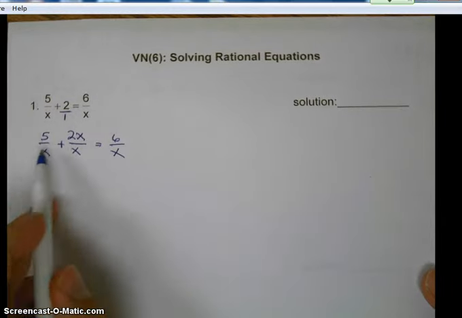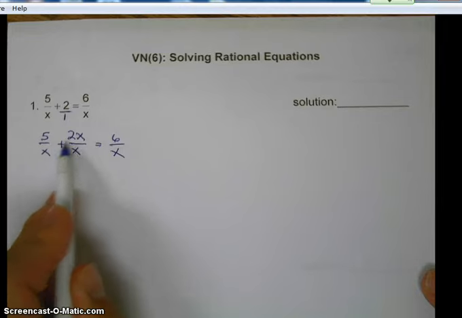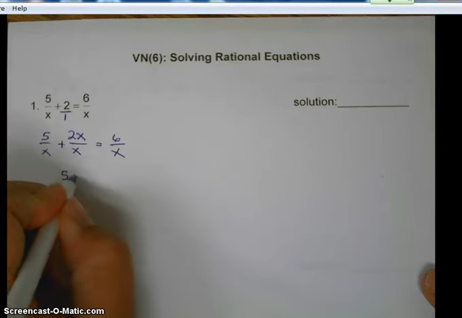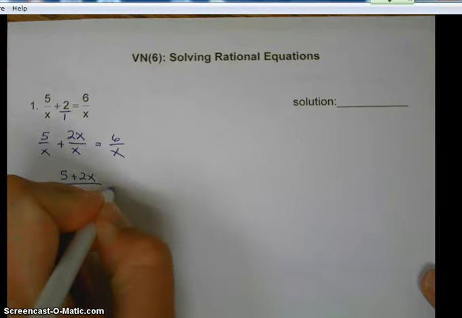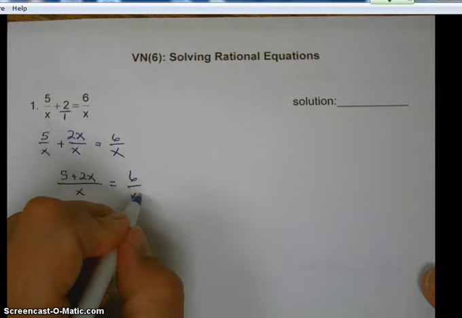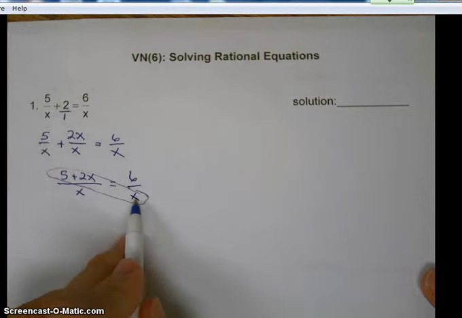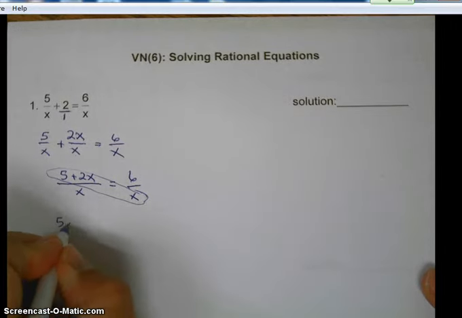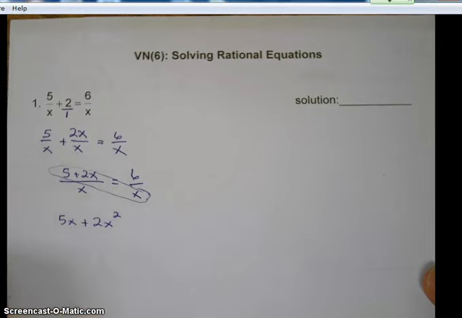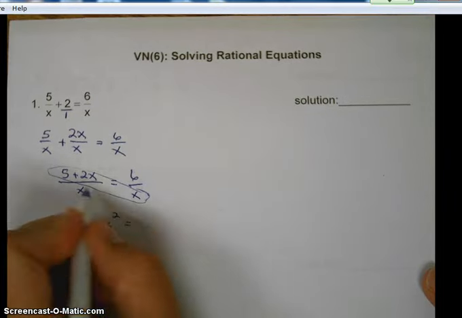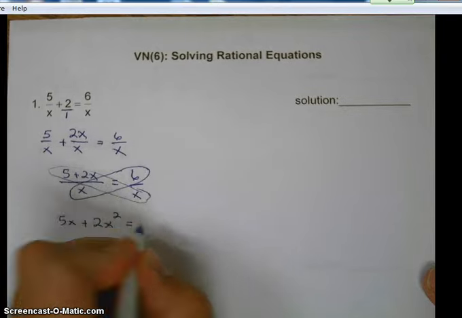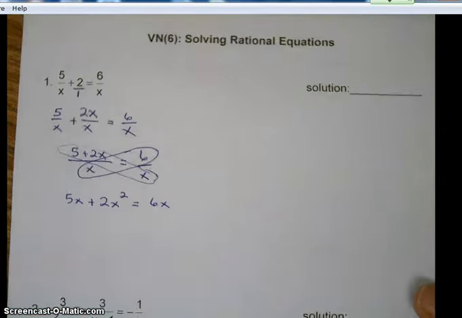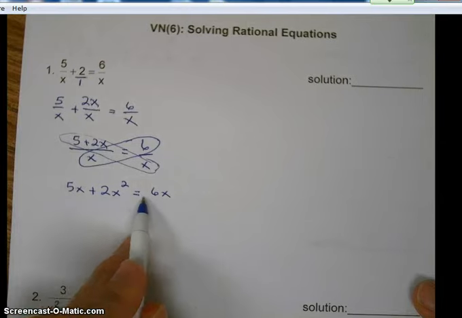Now we're going to combine these two so that we have a common denominator. We add the numerators, and the denominator stays the same. Now we just need to cross multiply because we have a proportion. Cross multiplying this way, since we have a monomial times a binomial, a group, we need to distribute. Not distributing here, just a straight multiplication. And then we simply have a quadratic.